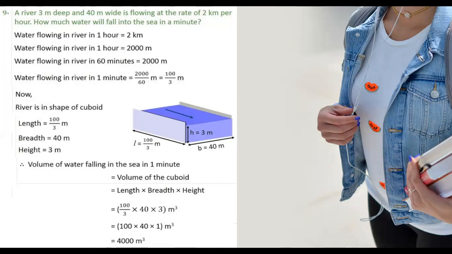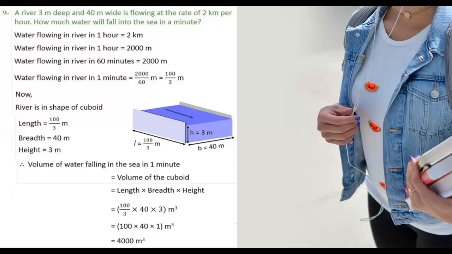To do this, first we need to find the volume of the river. To get this, we must know the length. So water flowing in the river in 1 hour is 2 kilometers. Now let us convert this kilometers into meters, since the height and width are given in meters. That's the reason we need to convert the kilometers into meters. So water flowing in the river in 1 hour is 2000 meters.